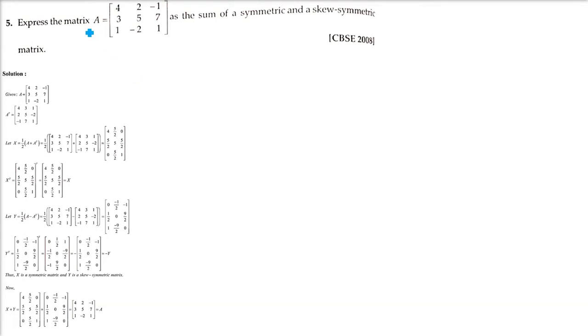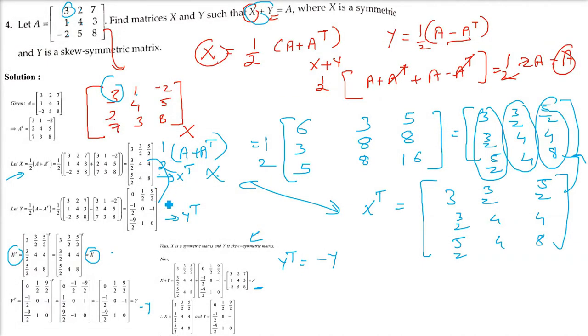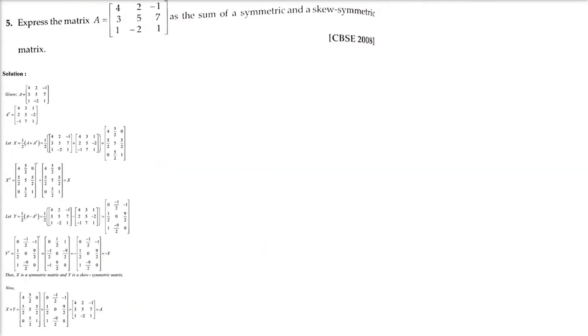Express the matrix A, this one, as the sum of symmetric and skew symmetric matrix. Now, as I said, we'll do it properly, because this is the question which is supposed to come in the exam. This is a very important question. It normally comes in 5 marks. So we'll do it one by one.